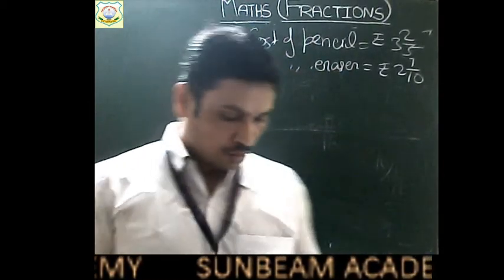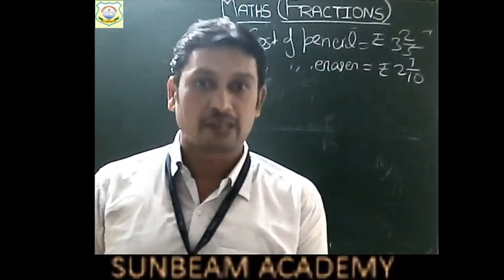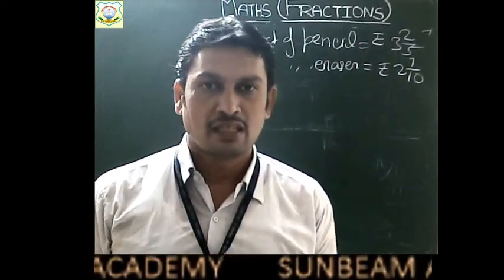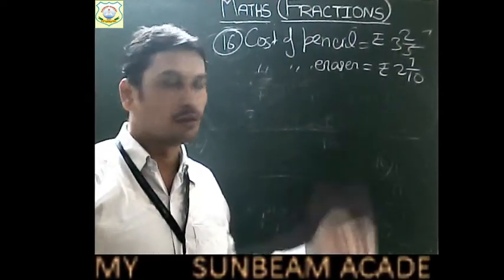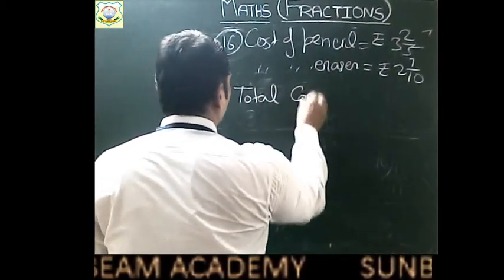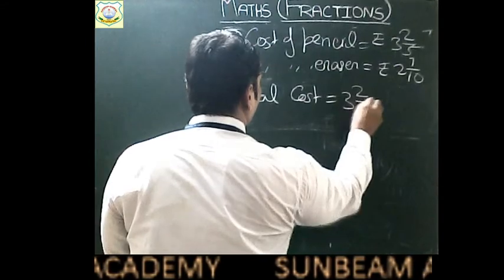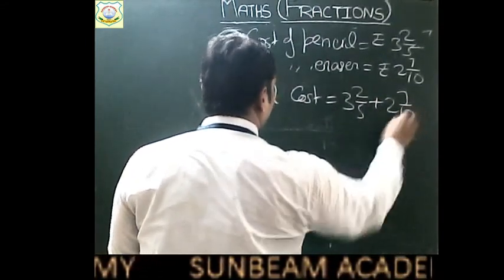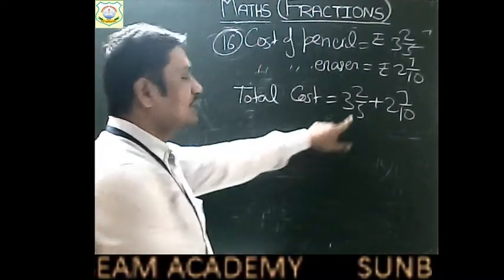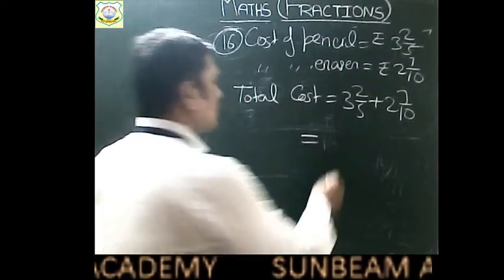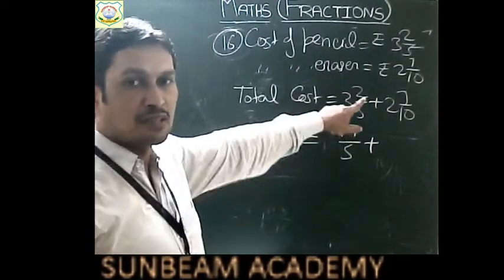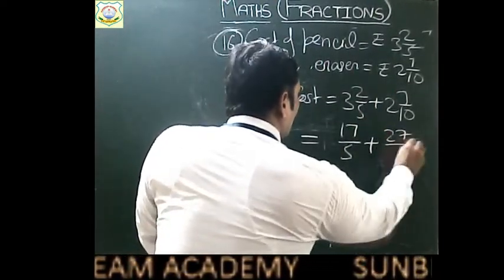Okay. So what is the total cost of the articles? So children, it is so simple. To find the total cost you have to add. Okay. And I think you can easily add these two fractions now. So to find the total cost, children, you have to add 3 whole 2 by 5 plus 2 whole 7 by 10. So firstly convert them into improper fractions. So 5 threes are 15, 15 plus 2 is 17. It becomes 17 by 5, plus 10 twos are 20, 20 plus 7 will give 27 by 10.